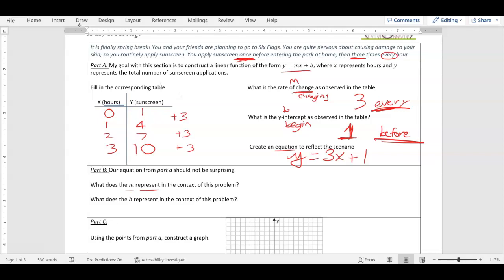Okay. Rate of change, it's the amount of sunscreen per hour. How much sunscreen is applied per hour? I guess I should put applied.